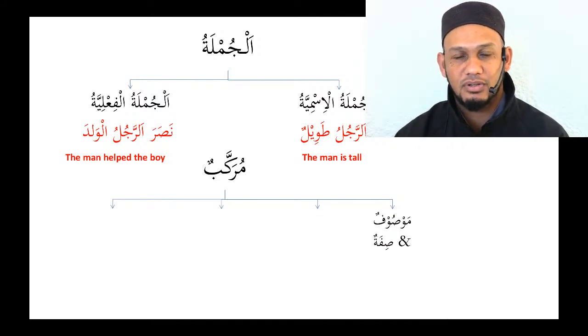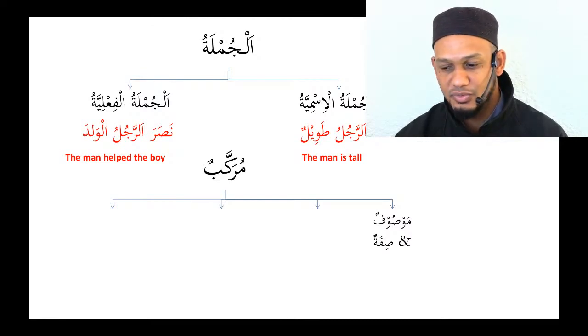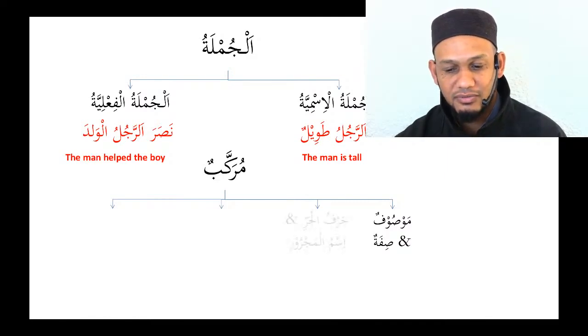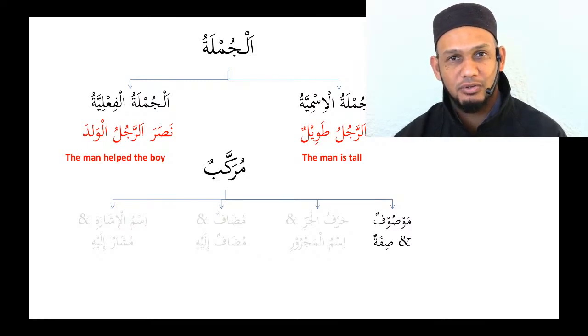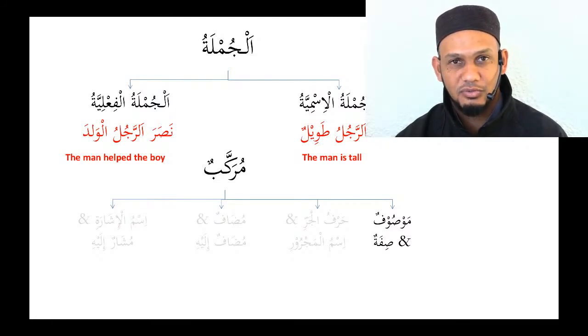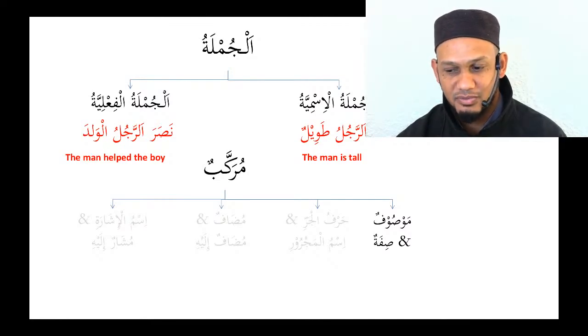You've learned a murakkab called Mawsuf and Siffa. Hopefully that sounds familiar. Then you will learn 4 other murakkabs in the next few weeks, inshallah, and that will be a whole Nahwu syllabus for the first year. So your first year Nahwu is Jend, 2 jumlas and 4 murakkabs, and that's basically your core Nahwu in your first year.